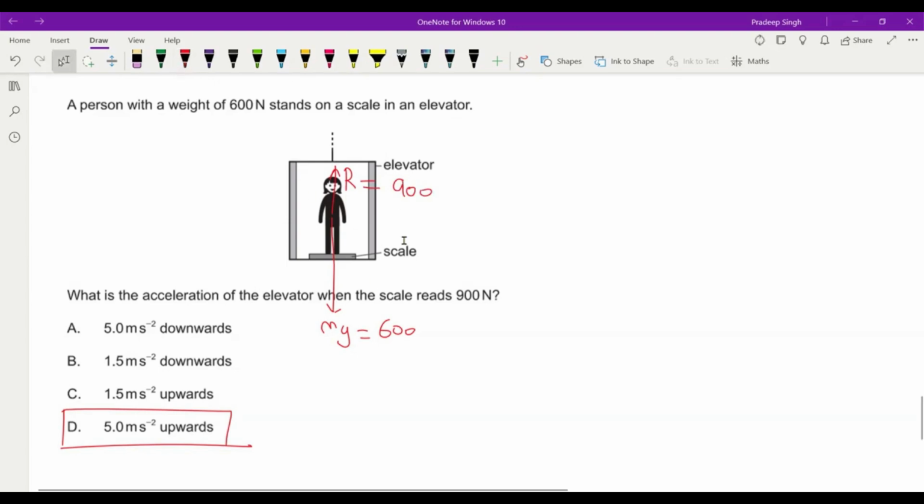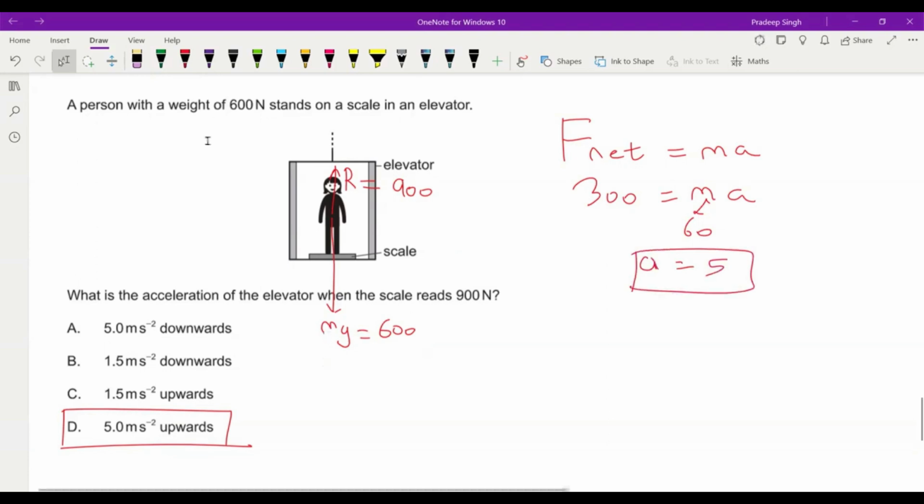ma is not a force which you show on this. According to Newton's law, F net is equal to ma, right? So for net force, you just figure out what are the two forces acting on the person. In this case, it's 900 and 600. How much will be the net force? 300. So 300 equals ma. Now to find the mass, you use mg is equal to 600, so m will be 60. So you get acceleration as 5, right?